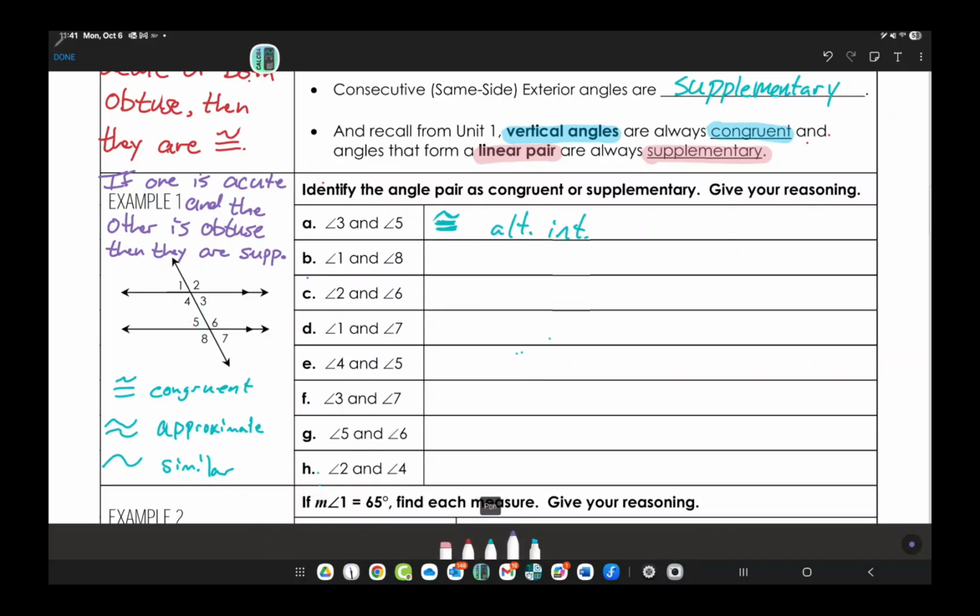So let's look at 1 and 8. Now they're on the same side of the transversal, and one is acute and one is obtuse, which means these are supplementary because these are same side exterior.